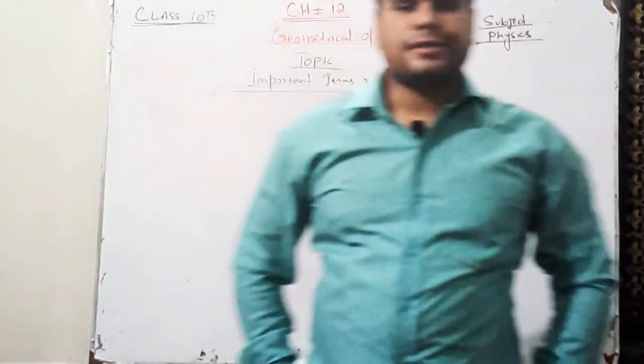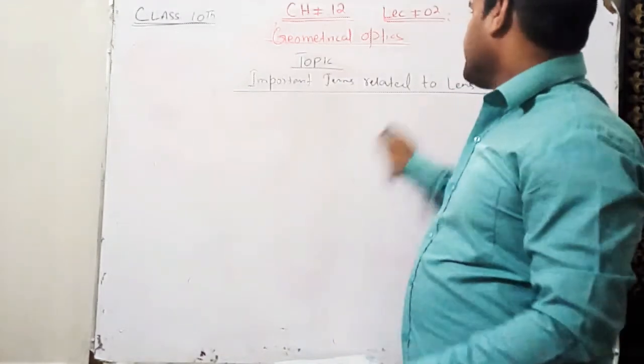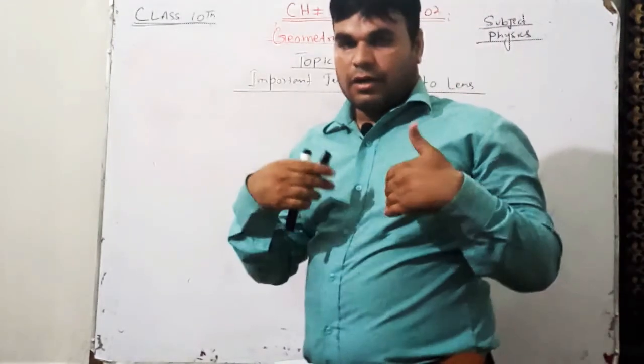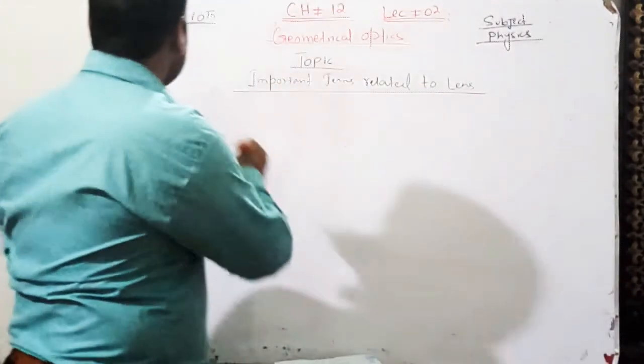Today, we are discussing some important terms which are related to a lens. So, we discuss them one by one. First of all, one is principal axis.